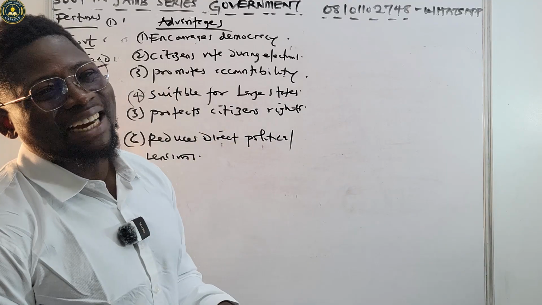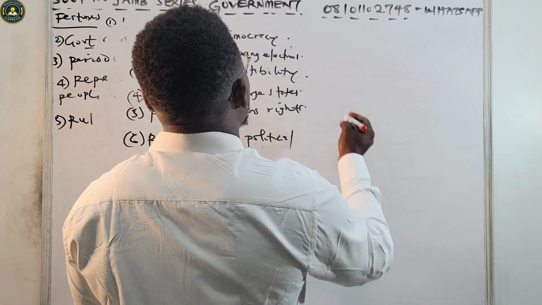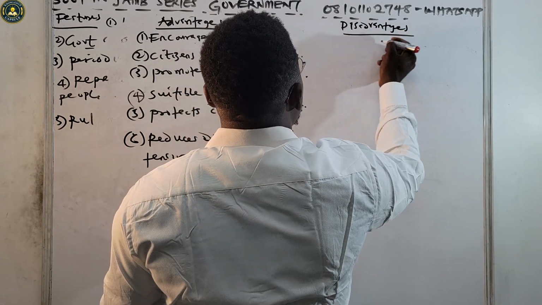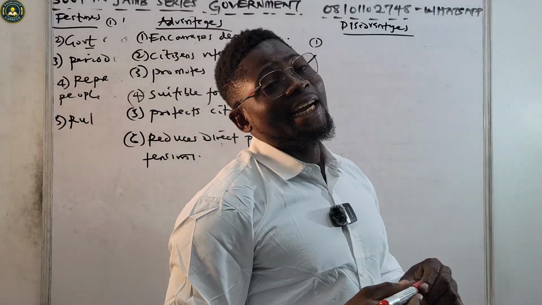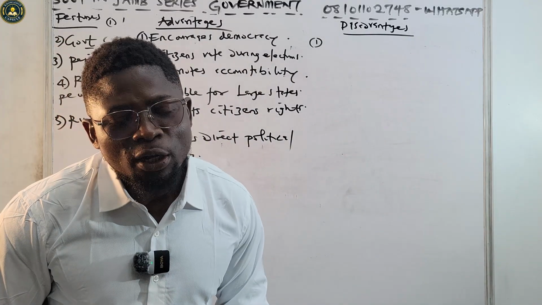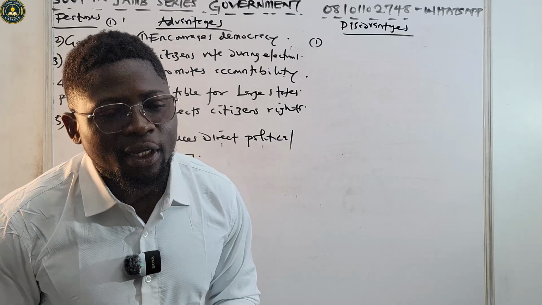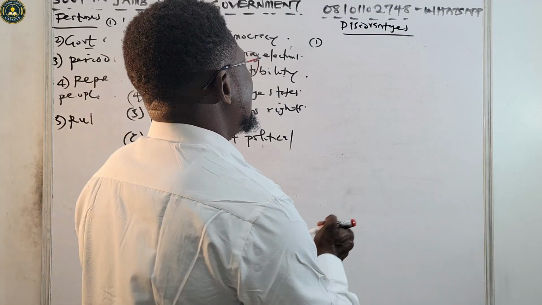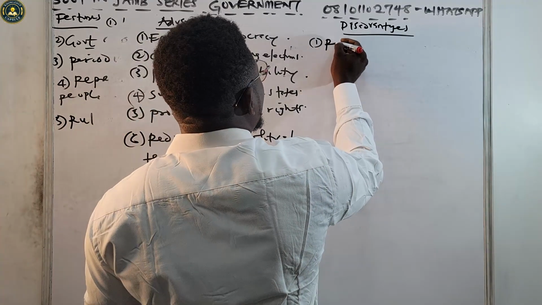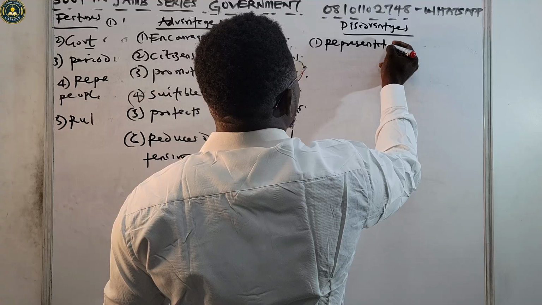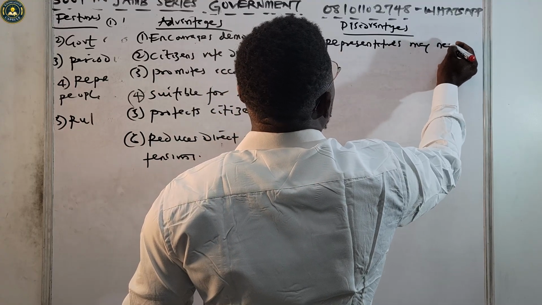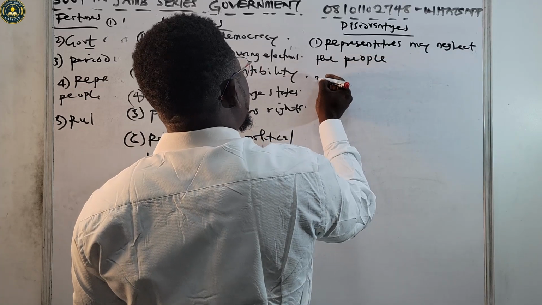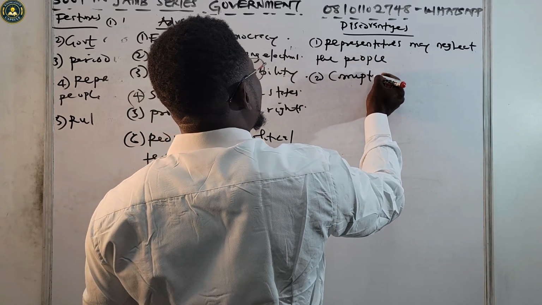Now let us see disadvantages. Your representatives may neglect the people. You vote for them, they go there, and they do not do what they said they would do. It's very, very possible. That's a disadvantage. Representatives may neglect the people.